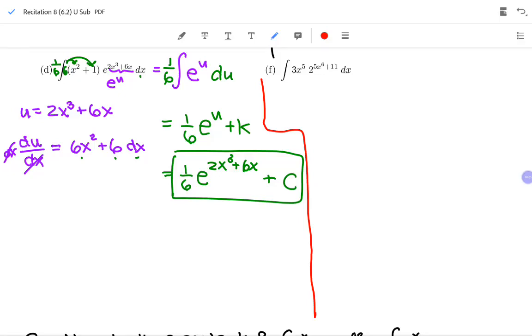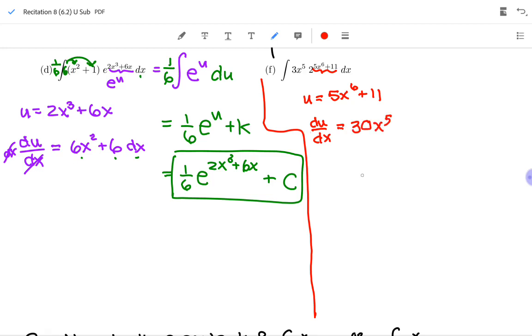So for this next one, we have 3x to the 5th times 2 to the 5x to the 6th plus 11. So we have 2 to the power. This is an exponential example. U is always the exponent, so in this case, U is going to be 5x to the 6th plus 11. What's the derivative of 5x to the 6th? It's 30x to the 5th.